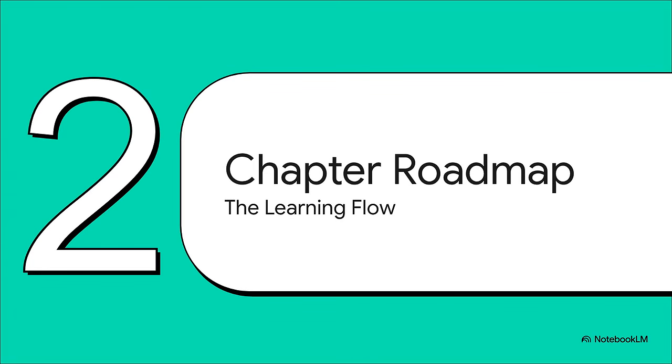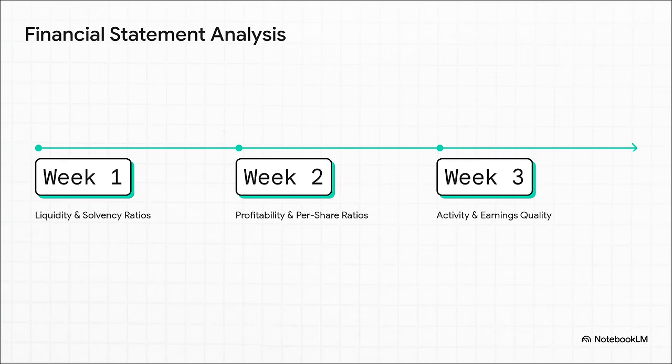Section 2. Your chapter-by-chapter roadmap, the learning flow. So, we're going to chunk these 15 chapters into logical phases so your understanding builds naturally, step by step. Our first phase focuses on looking backward at financial statement analysis. In these first 3 weeks, you'll be assessing a company's past health and efficiency.